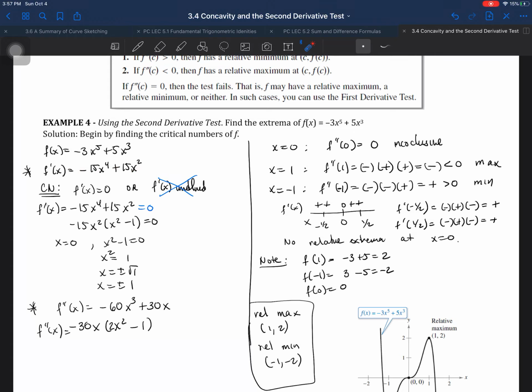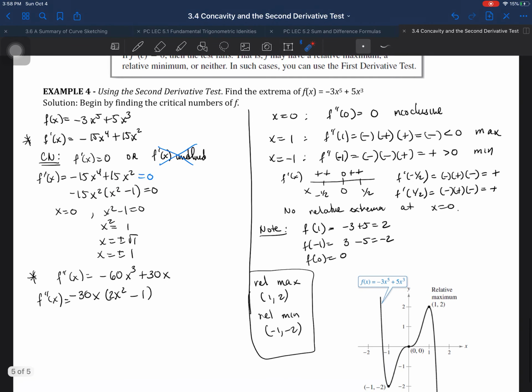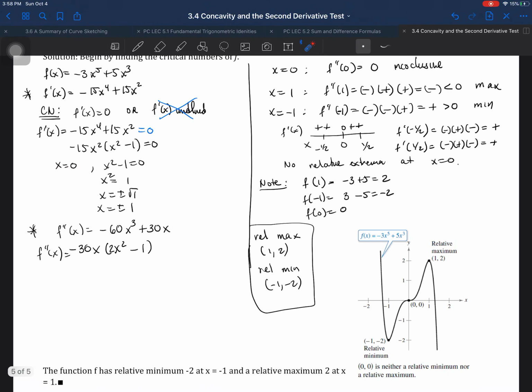For the first derivative, we're going to first factor out as much as we can. So we factor out negative 15x squared. We're left with x squared minus 1. This suggests that this is going to give us one of the zeros, and this one is going to give us the other 0. Solving for this will give us plus or minus 1, and this will give us 0. So we have 3 critical numbers. Now what we're going to do is take the second derivative, and we're going to test those numbers in the second derivative. So let's go ahead and do that.